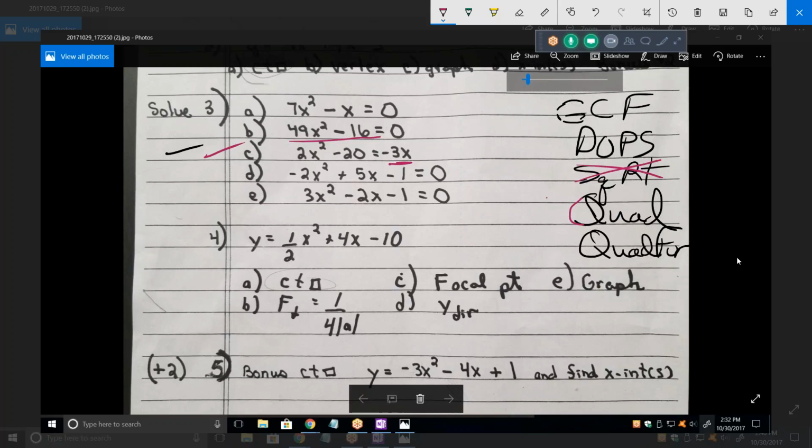On that number C. Well, when you do quadratic factoring, what has to be on one side of the equation? 0. Okay. How do I make that? We have to add 3x to the other side. What's the new equation? We have 2x squared plus 3x minus 20 equals 0. Good. And now let's factor that.